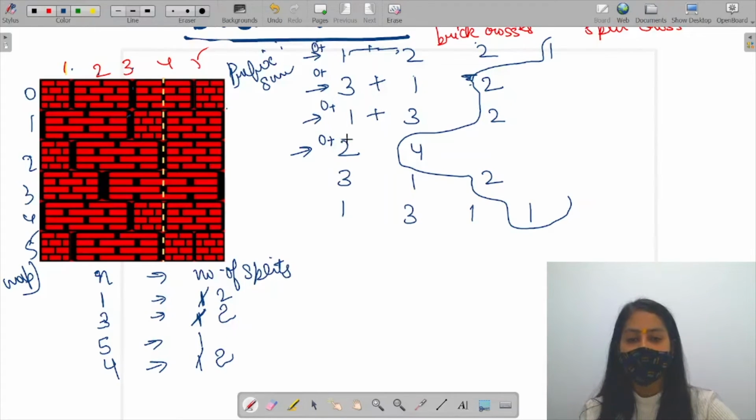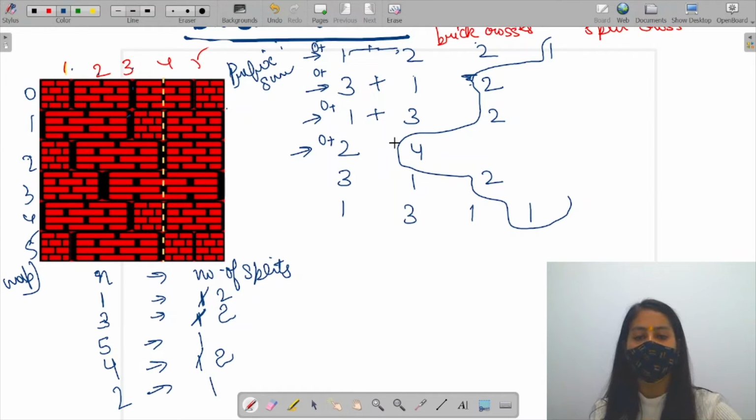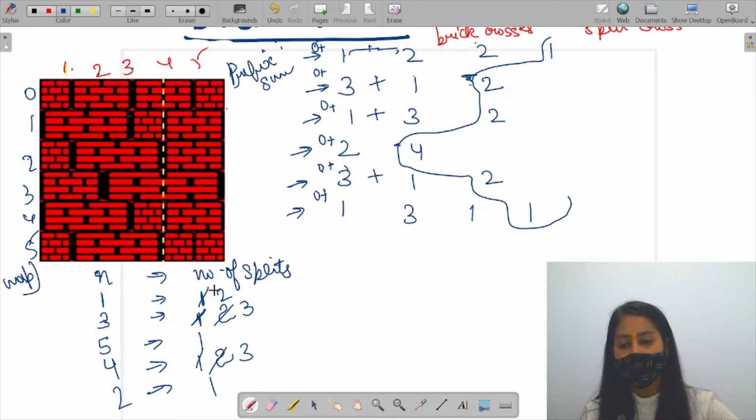Prefix sum is again set to 0. 0 plus 2, so at point 2 one split is present. We will not consider the last value. Next prefix sum is again 0. 0 plus 3, 3. At 3 one split is present. So the total number of splits at 3 up till now is 3, right? So 3 plus 1, 4. At 4 one split is present. We will not consider the last value. Next we move to the next row. Prefix sum is again 0. Now at 1 one split is present.